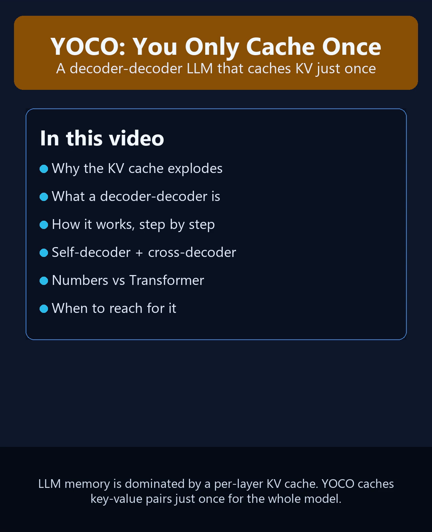Large language models spend a fortune on memory. Every layer keeps its own key-value cache, and that cache grows with the context length, so long prompts can blow past your GPU. YOCO, or You Only Cache Once, from Microsoft and Tsinghua, rethinks the layout so the whole model caches key-value pairs just once. In this video: why the cache explodes, what a decoder-decoder is, how it works, the architecture, how it compares, the numbers, and when to reach for it.